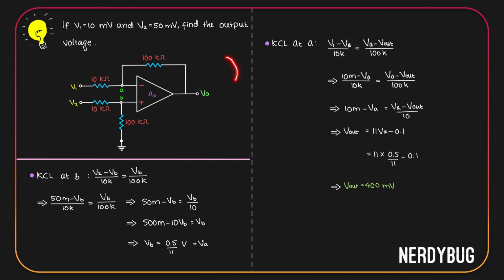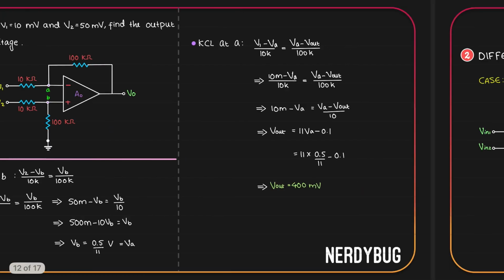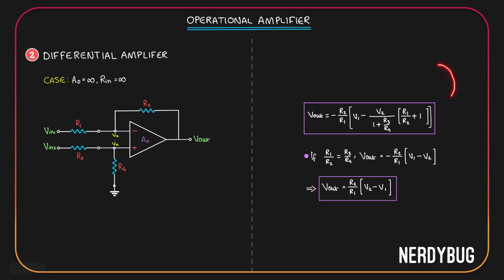Do you recognize the circuit we have over here? It is a circuit we learned in the previous lecture. It is a differential amplifier. Now, especially when it comes to exams like GATE, it helps a lot if you recognize a circuit. For example, here, if you recognize this circuit as a differential amplifier, you would remember that its output is given by this huge equation. You would also remember that if R1 by R2 is equal to R3 by R4, then output is given by the simple equation R2 by R1 multiplied by V2 minus V1.